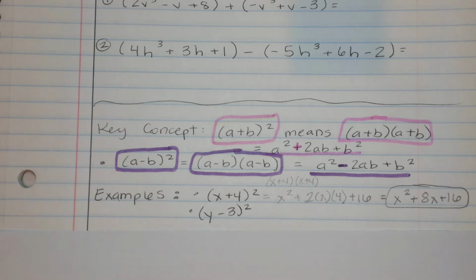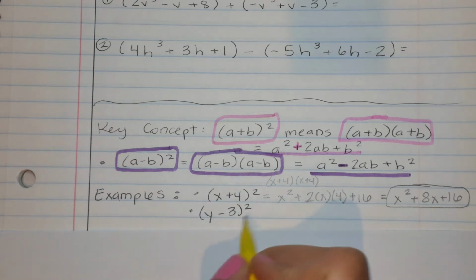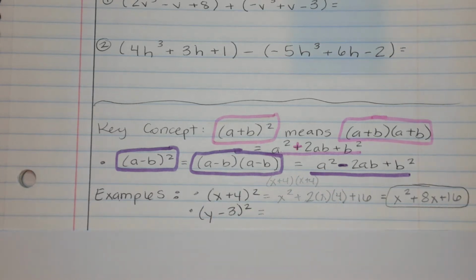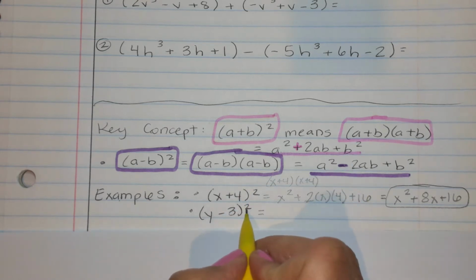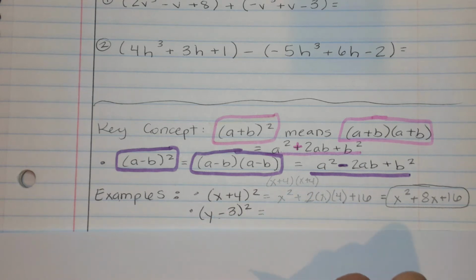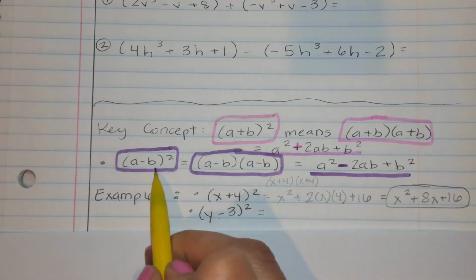All right, I'm going to show you the next one a little bit faster, just so you can see that this really is a shortcut. It's up to you if you want to use it. You could always distribute or use the box. Just remember that the squared means you multiply it times itself: y minus 3 times y minus 3. But I'm going to use the shortcut here.